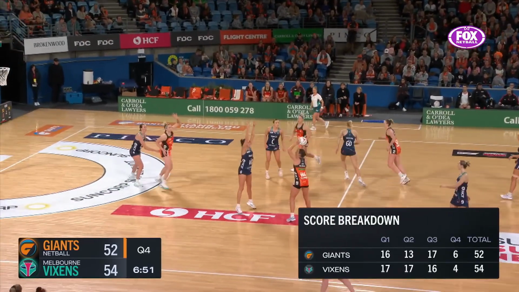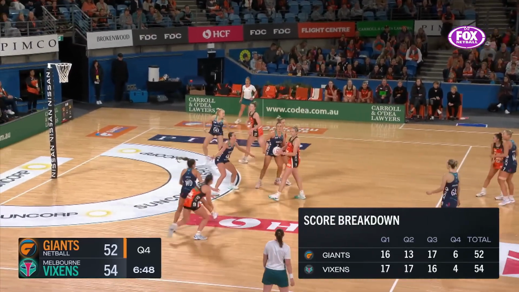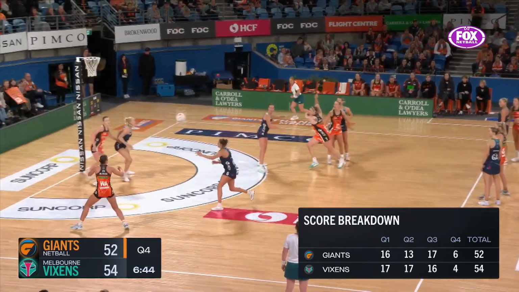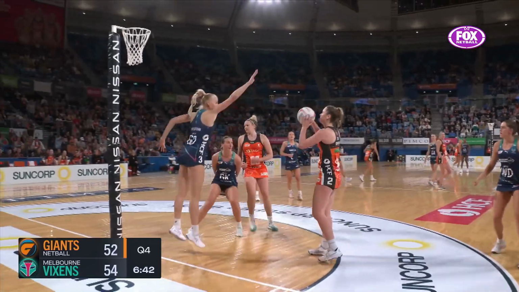Now, this play is really interesting. Do you remember when I was talking about the swing pass to the weak side of the court, right? Well, here we go. It's going to the shooter. And then we have the wing attack clearing to the weak side, and there's that goal attack for the ball.